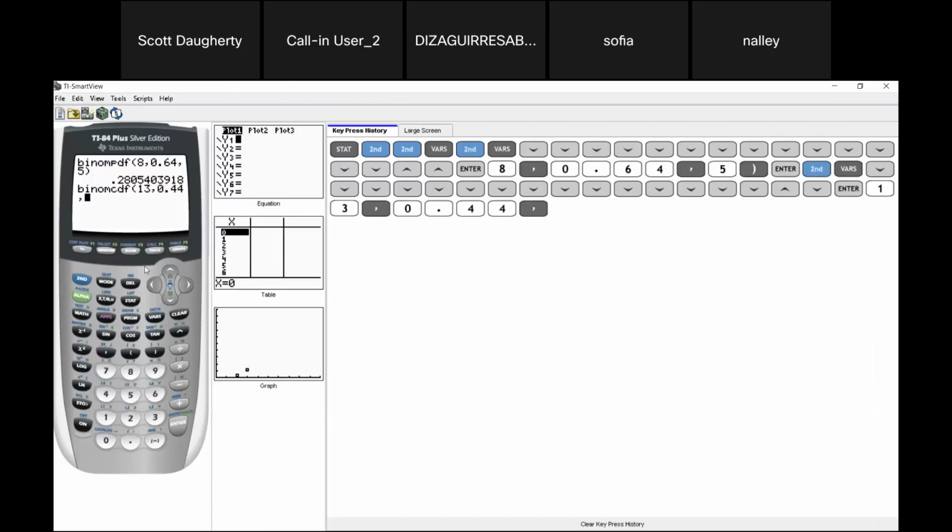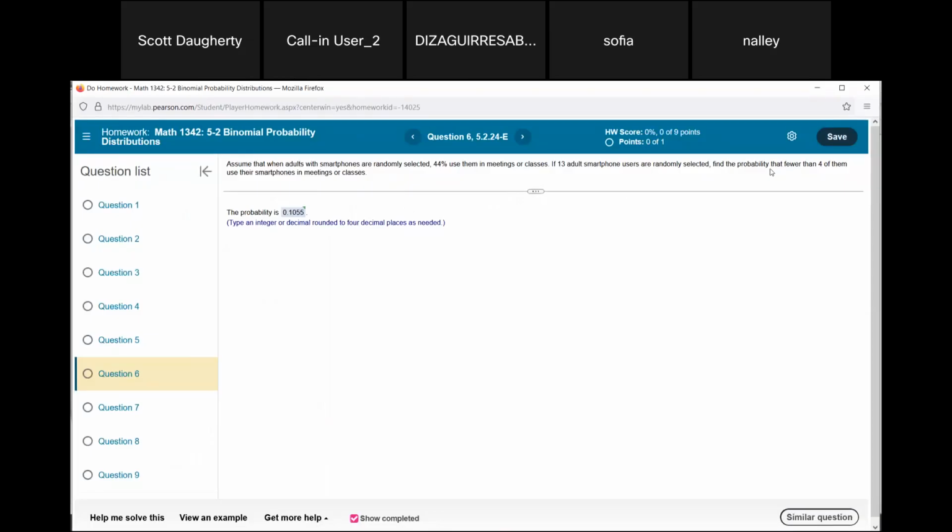Then comma, now the x value that I put in is going to be the number I want to stop at. So it's going to start off at 0 and calculate the probability of x being 0, all the way up until the number that I plug in for x. And I think we wanted to stop at 3. Let me check it again. It was fewer than 4. So we want the probability of fewer than 4, so we're going to stop at 3. The number you stop at, the number you plug in, it's going to include in its calculation. So I'm going to plug in a 3.